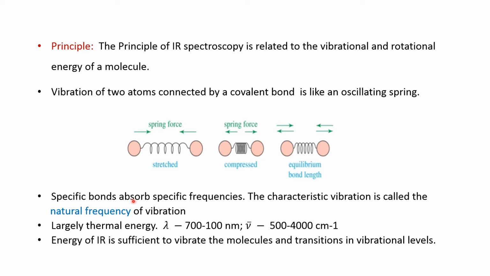Specific bonds absorb specific frequencies. So every bond has a characteristic vibration and is called natural frequency of vibration. Energy of IR is sufficient to vibrate the molecules and also help in transitions in between vibrational energy levels.